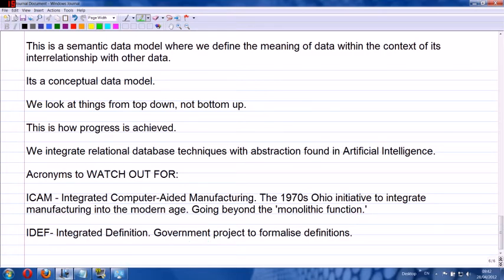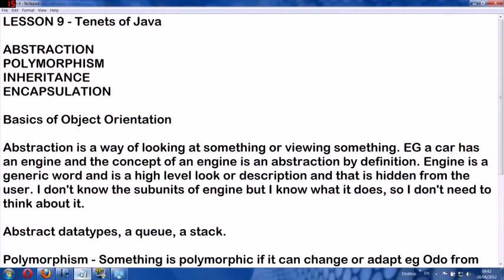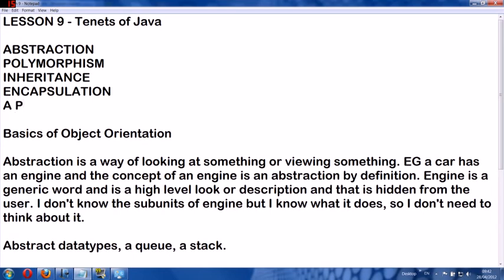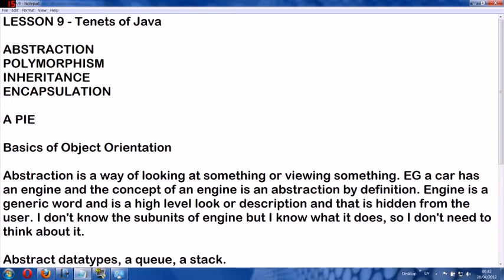Oh yeah, there's one other thing I wanted to cover, which is a couple of tenets of Java. As you'll notice, the first letter of each word here spells out a PIE, which is good, isn't it? Anyway, abstraction, polymorphism, inheritance, encapsulation.